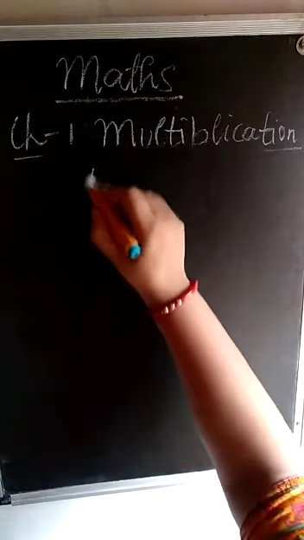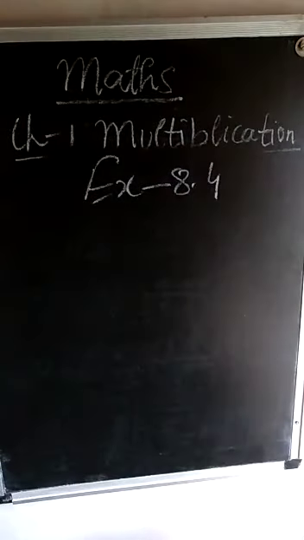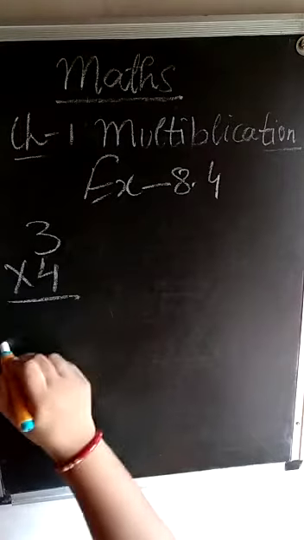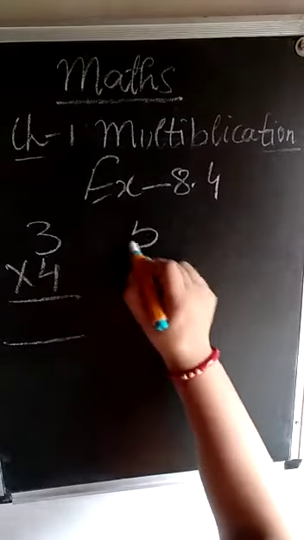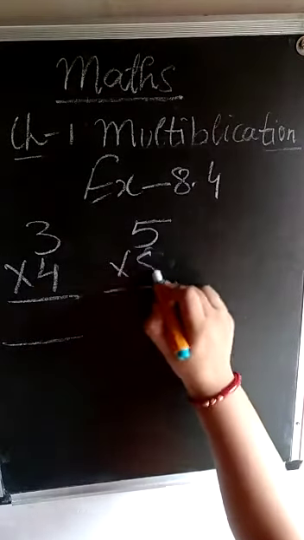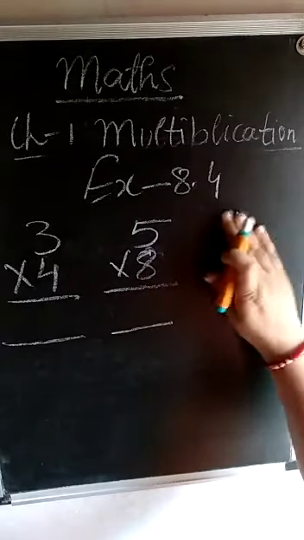Now come to your next exercise, that is exercise 8.4. This is the vertical form of multiplication. The method is the same. Even in this sum, while solving this form, we are to say the tables, but only the way of writing is different.